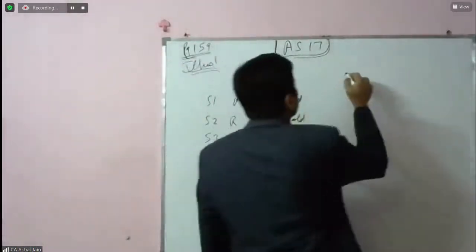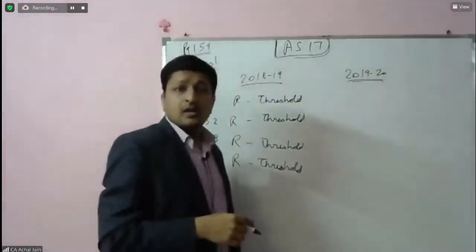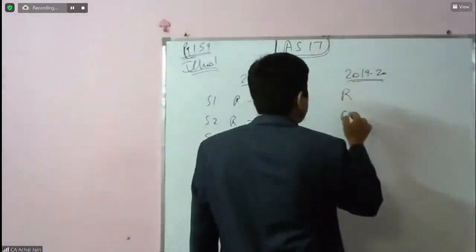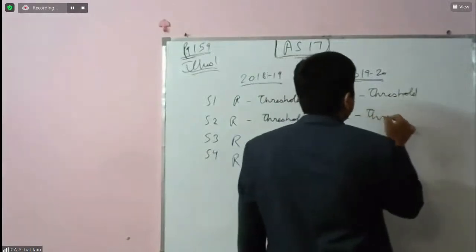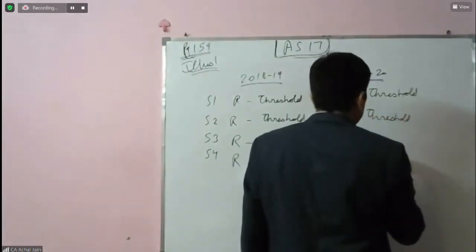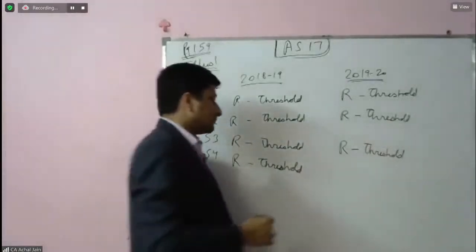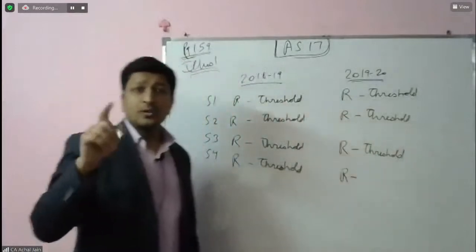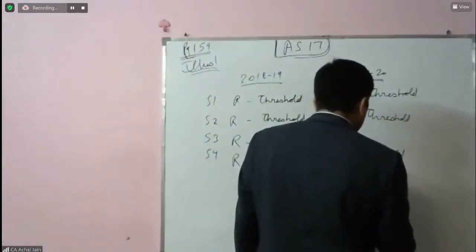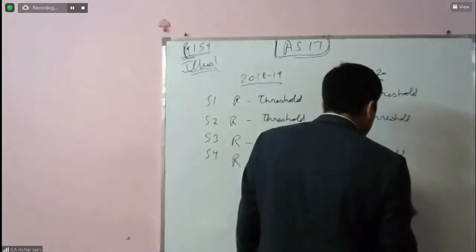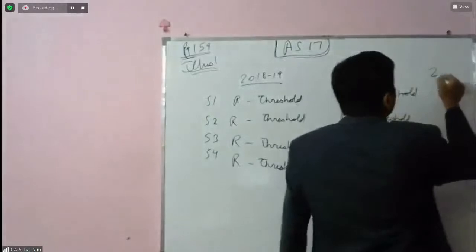Now, when we move on to the next year, S1, S2, S3 become reportable, again on the basis of the threshold of the current year. But this segment number 4 becomes reportable not on the basis of threshold, but because this was reported last year. So what's the rationale? Because it was reported last year.